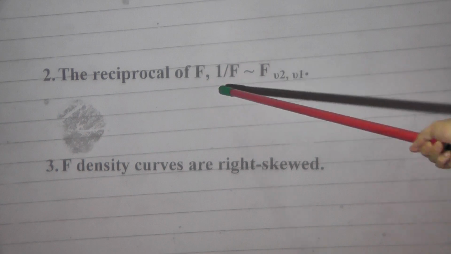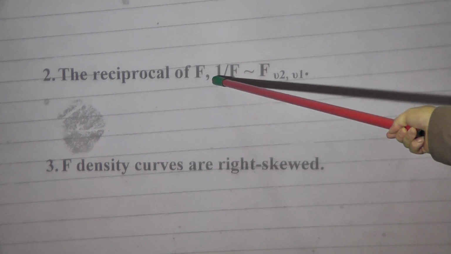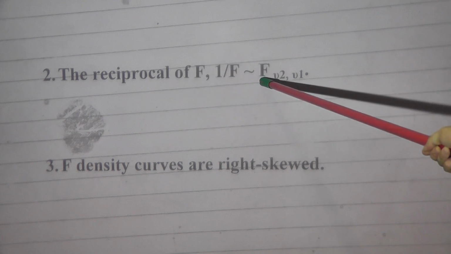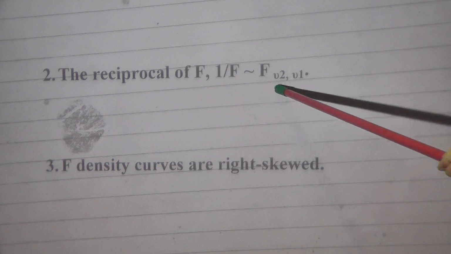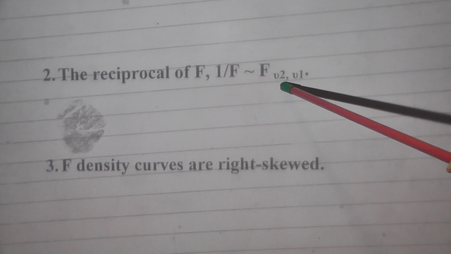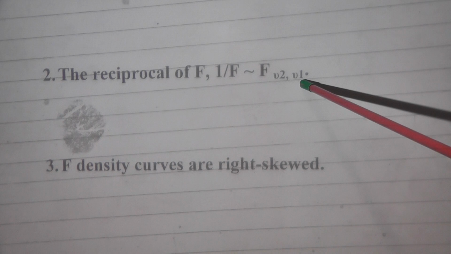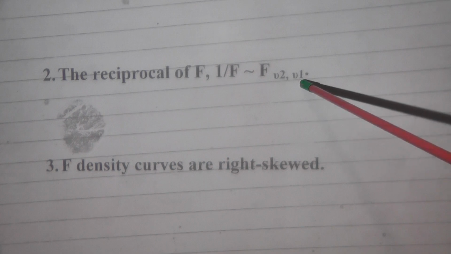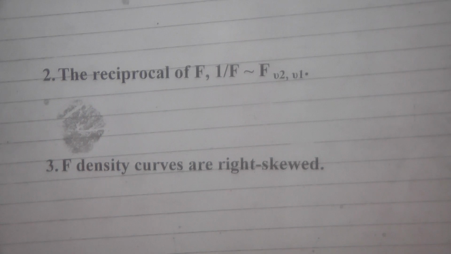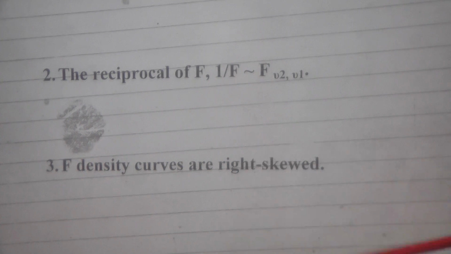By the definition of the F distribution, we can easily find out that the reciprocal of F will also follow an F distribution. Okay, in our example, the reciprocal of F will follow nu 2, this is the degrees of freedom for the numerator, and nu 1 is the degrees of freedom for the denominator. And also, the F density curve, property 3. F density curves are right skewed. Okay?